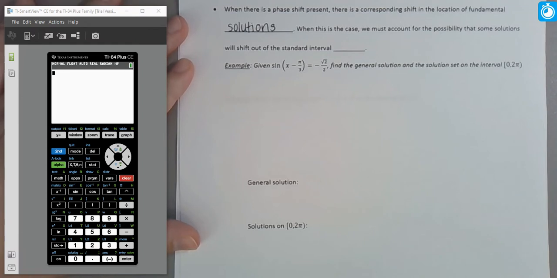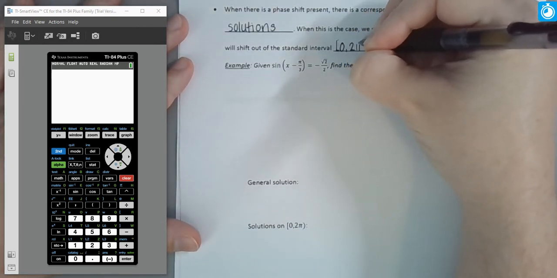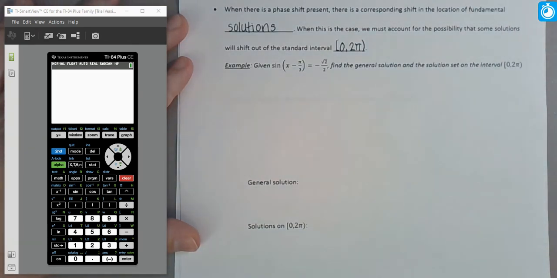Now, the only thing we have to be careful about in this case is we have to account for the possibility that when we shifted, some of our solutions will shift out of that standard interval from 0 to 2 pi. So we have to be very mindful of the effect that this shift is going to have on the graph. Some of the solutions we generate will shift far out of the original range that we want, from 0 to 2 pi. Some may shift into the range that otherwise would not be within that range. So we have to be very mindful when we're generating solutions to keep in mind that we're only looking between 0 and 2 pi radians.